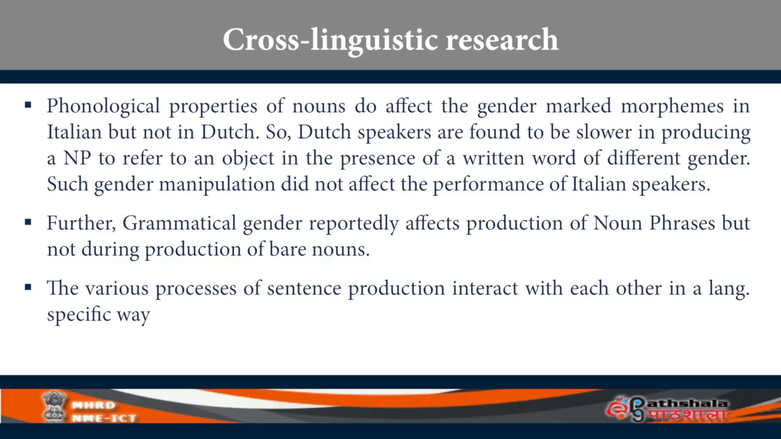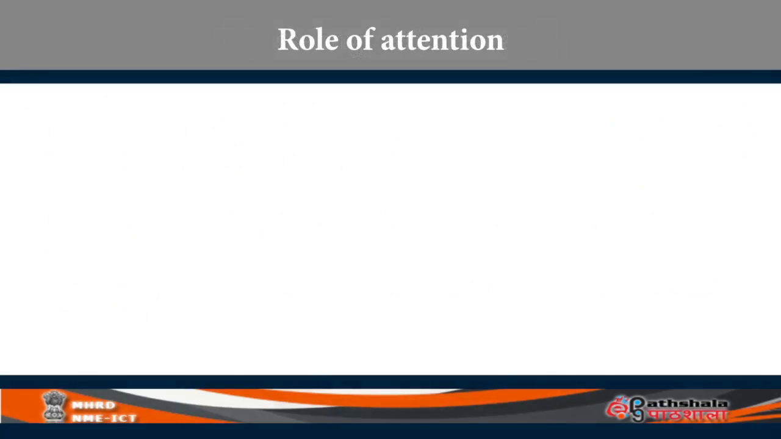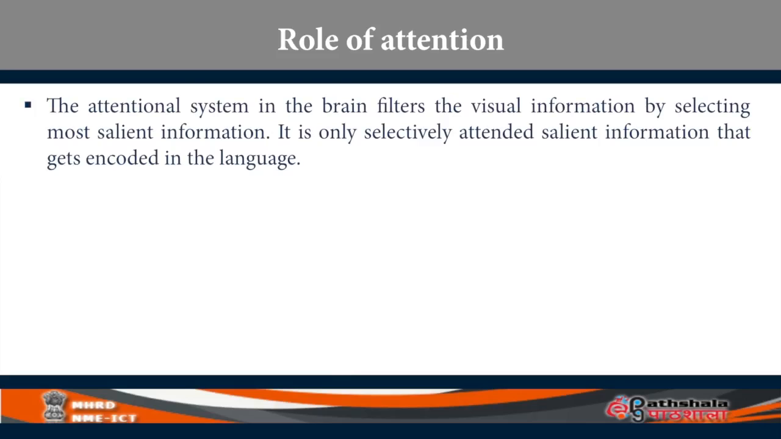There is a lot of interactivity taking place, and that interactivity is influenced by the native language in which you are speaking. Then the recent research is also saying attention influences production, speech production. How? The attentional system in the brain, part of the cognitive system, filters visual information by selecting the most salient information. It is only selectively attended information that gets encoded.